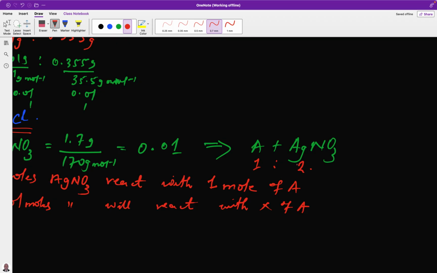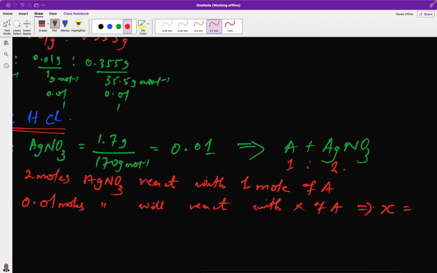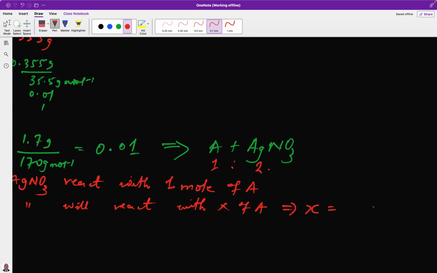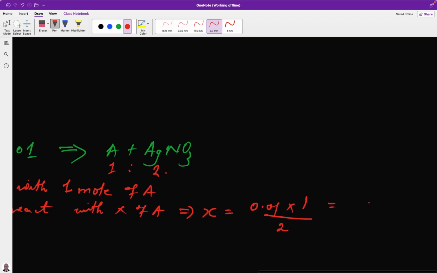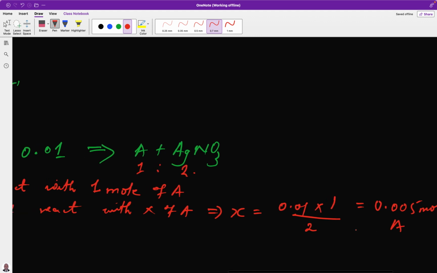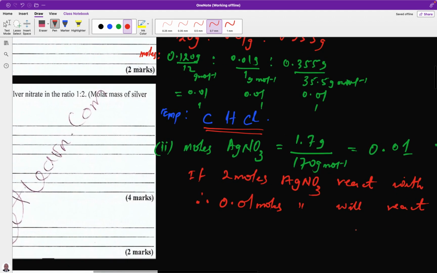The value of X will be what? X, the number of moles of A that will react, will be what? The moles of A will be 0.01 times 1 divided by 2. And the number of moles of A will be 0.005 moles of the organic compound A. That will be the number of moles of A that will react.